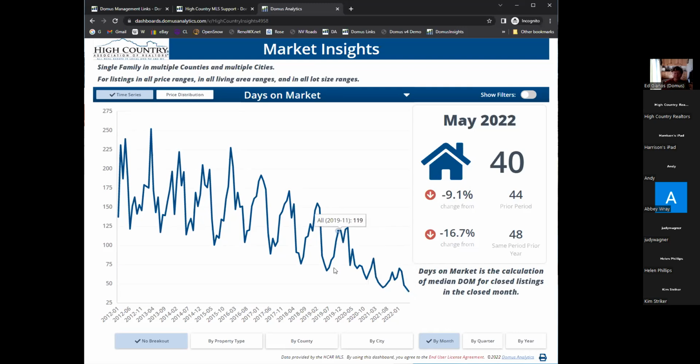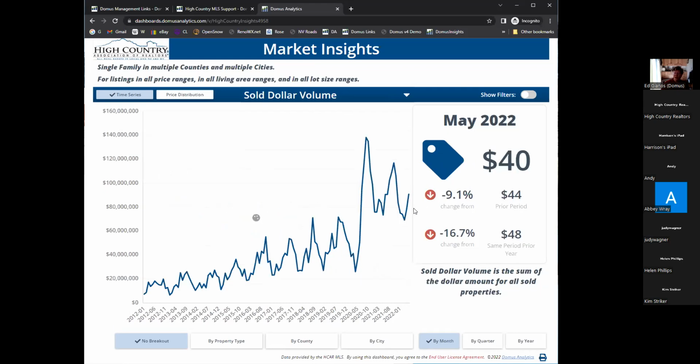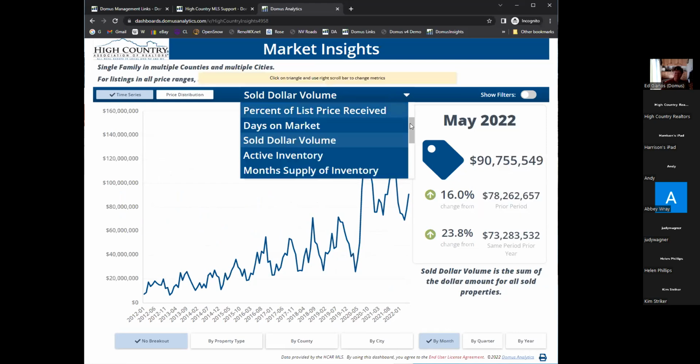And we can also see that you guys are in a highly seasonal market. So things slow down in the winter and they pick up again in the summer. And that's what we're seeing in the market activity right here. Sold dollar volume is just the sum of all of those closing prices. It's just aggregating the total dollar amount of business that we're moving through right there. And you can see you guys did nearly $100 million worth of business in May.